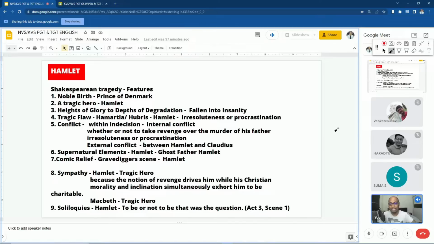So what are the supernatural elements in the Hamlet story? It is Father Hamlet. In the exam, they'll ask you a question: what is the machinery used in Hamlet? They'll give you Claudius, Polonius, Ophelia, and Father Hamlet's ghost. What is the supernatural element and machinery used? Venkatesh sir? Hamlet's father's ghost. Then we come to the next point, comic relief. What is the comic relief in Hamlet? It is the grave digger's scene.